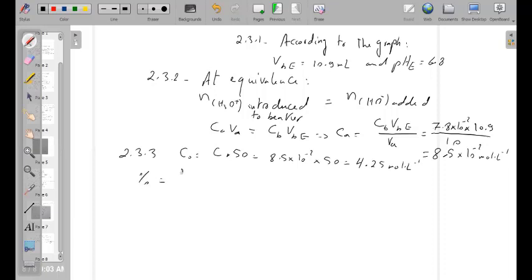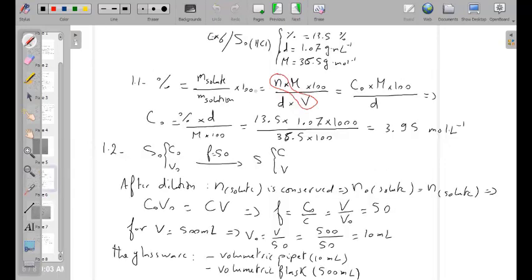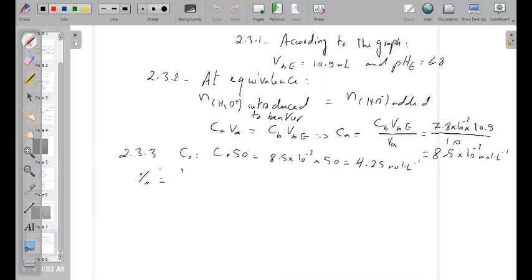Now, percent by mass. We have proved the relation, so we can write directly the percent by mass equals C0 times molar mass times 100 over density, which equals 4.25 times molar mass 36.5 times 100 over density 1.07, equals 14.5%.